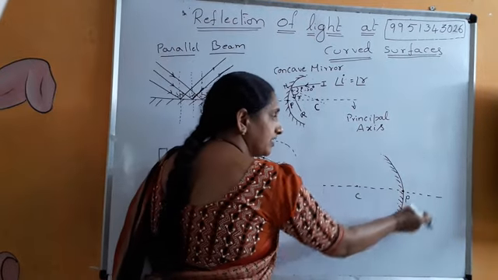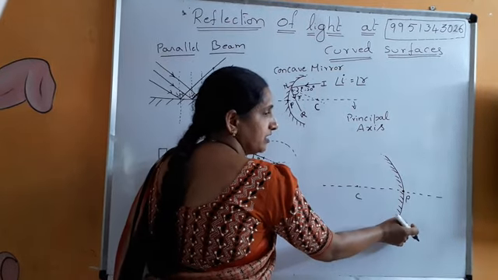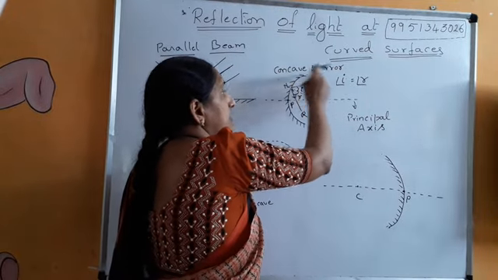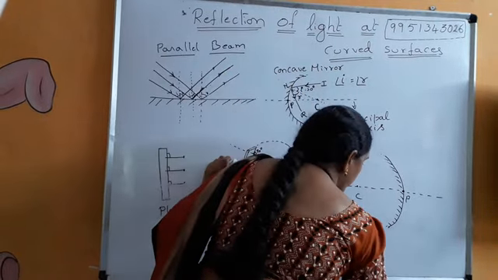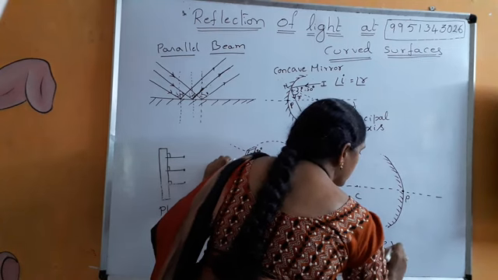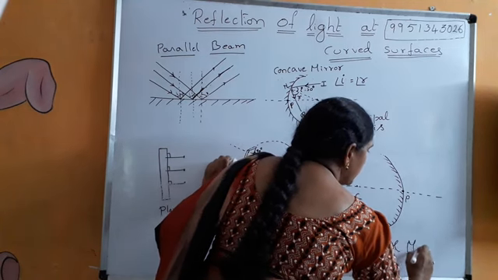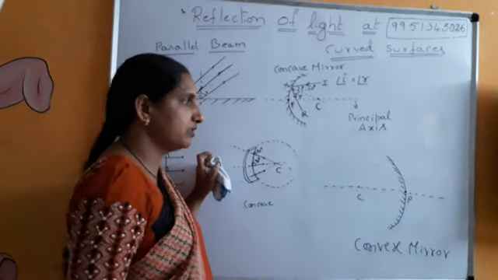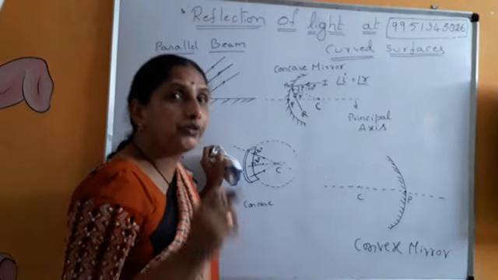So this is the reflecting surface here, the polished reflecting surface. Here it is, this one. So hence it is concave and this is convex. Convex mirror.